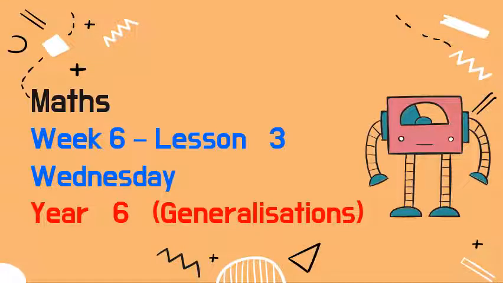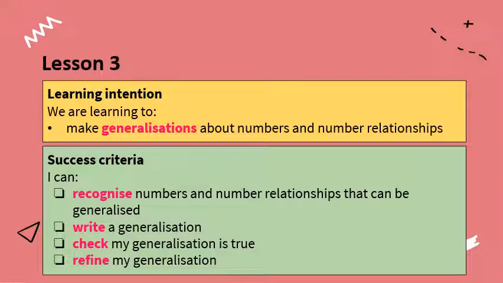Welcome to lesson 3 for week 6, year 6 maths. Today we are looking at something slightly different, but still on topic, and that is generalizations. So today we're learning to make generalizations about numbers and number relationships. That's interesting, we've got this one here, number relationships, considering we've been looking at function patterns and how that's a relationship between two values or two numbers and finding that rule.